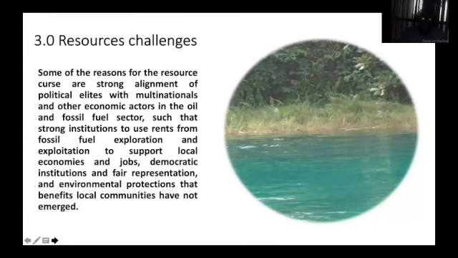Some of the reasons for the resource curse are the strong alliance of the political elite with multinationals and other economic actors in the oil and fossil fuel sector, such that the benefits accruing from the oil and gas in the region never get to the people, and there is no evidence of anything good on the ground that one can actually point to. So what you see is poverty and conflict everywhere. And environmental degradation is one of the worst in the entire world. Next slide, please.